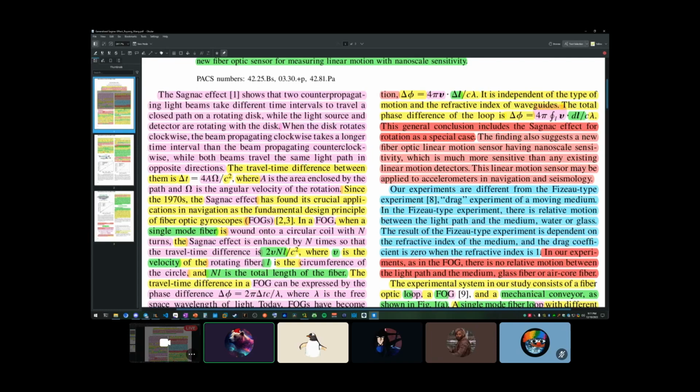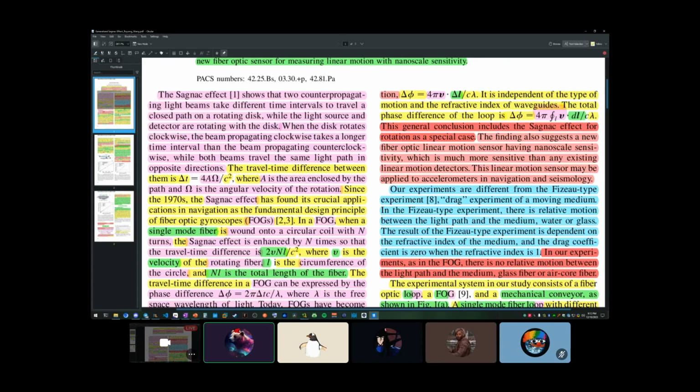The time interval of the beam propagating clockwise takes longer than the time interval of the beam propagating counterclockwise, while both beams travel the same path in opposite directions. The travel time difference between them is delta t equals 4a omega over c squared, where a is the area enclosed by the path and omega is the angular velocity of rotation.